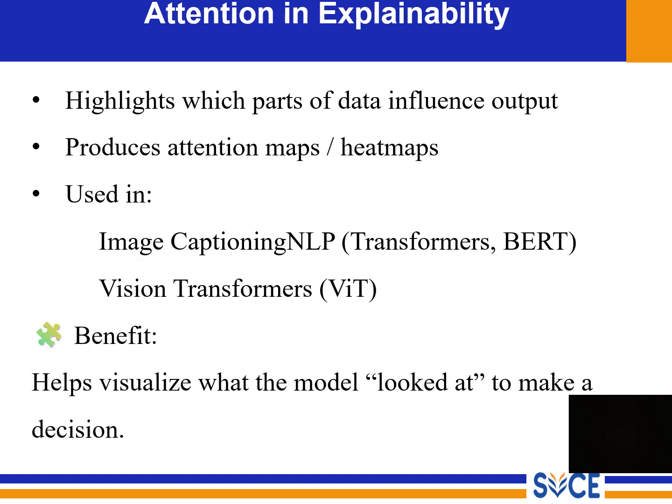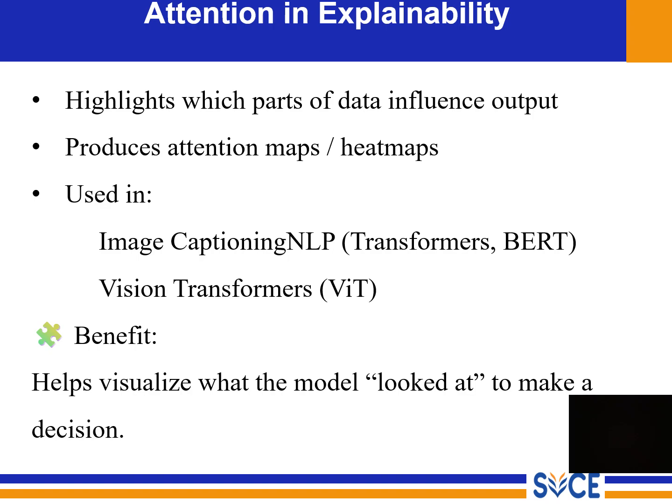The next slide: why is attention useful? So why is everyone so obsessed with attention? Because it makes models more transparent and interpretable. We can literally visualize the model's focus using an attention map or heat map. You have probably seen those pictures where parts of an image glow red or yellow. That is the model's attention.